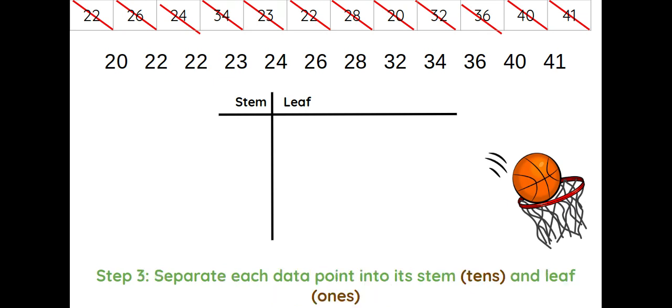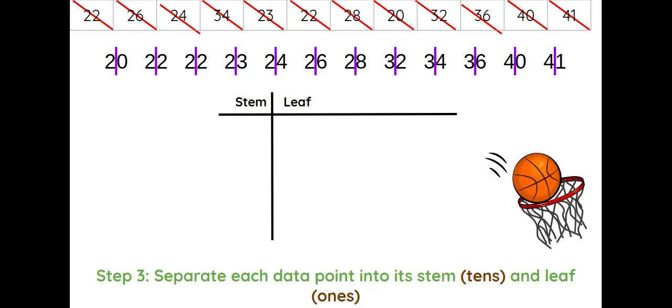Step 3 says separate each data point into its stem, which is the tens place in this case, and its leaf, which is the ones place. So we're going to separate each data point into a stem and a leaf. So basically we're going to divide the tens place and the ones place. So for the first number, we're going to divide it into the 2 for the 20 and the 0 for the ones place. Same thing with 22, 2 in the tens place, 2 in the ones place. And we're just going to go right along and separate each number into its tens place and its ones place, all the way until we get to 41.